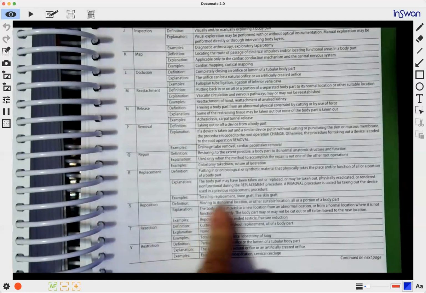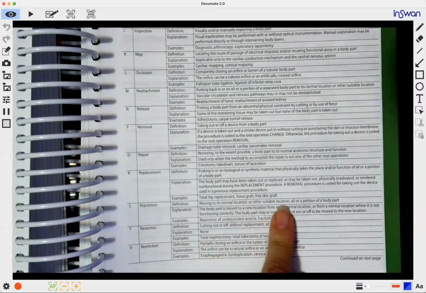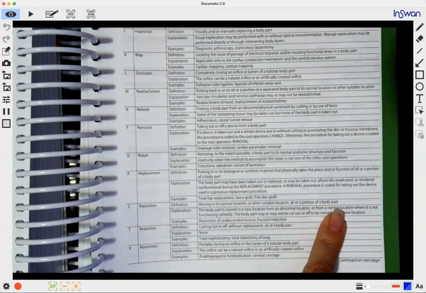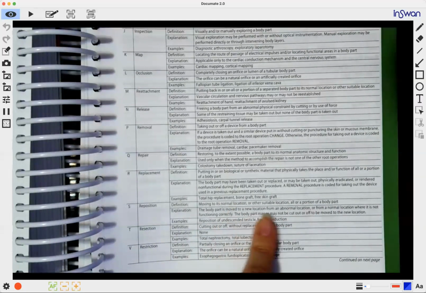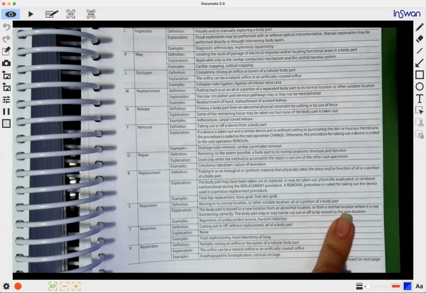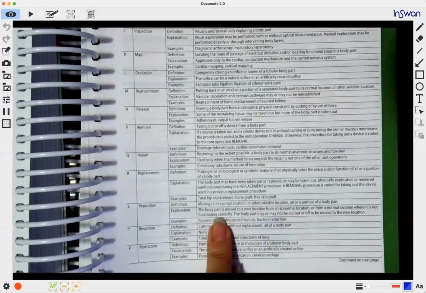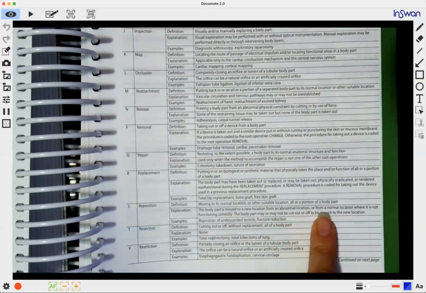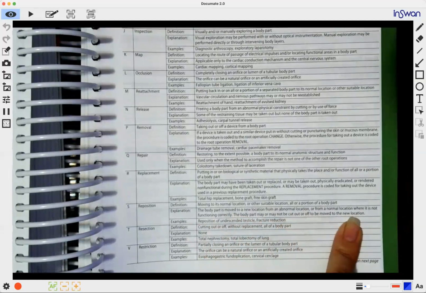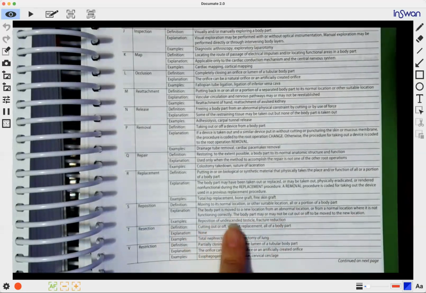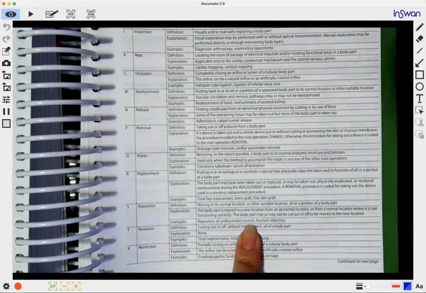Reposition: moving to its normal location, or other suitable location, all or a portion of a body part. The body part is moved to a new location from an abnormal location, or from a normal location where it's not functioning properly. The body part may or may not be cut out or off to be moved to the new location. So here's an example, reposition of an undescended testicle.